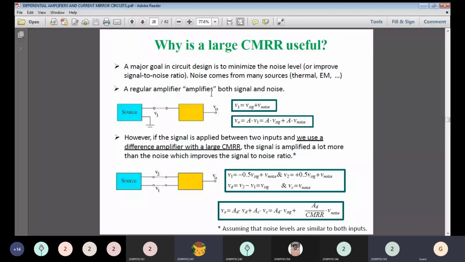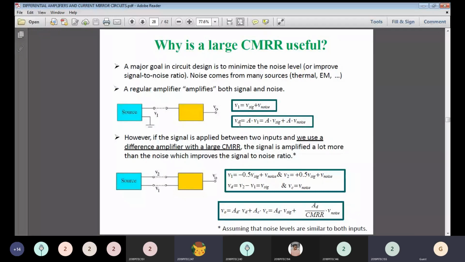That is the source. In the source we get an output of V1. That V1 value is given to the amplifier, which is a differential amplifier. The differential amplifier produces the output voltage V0. What is the value of V1? It is generated from the source, so obviously it has a signal as well as noise. It is a combination of signal and noise.